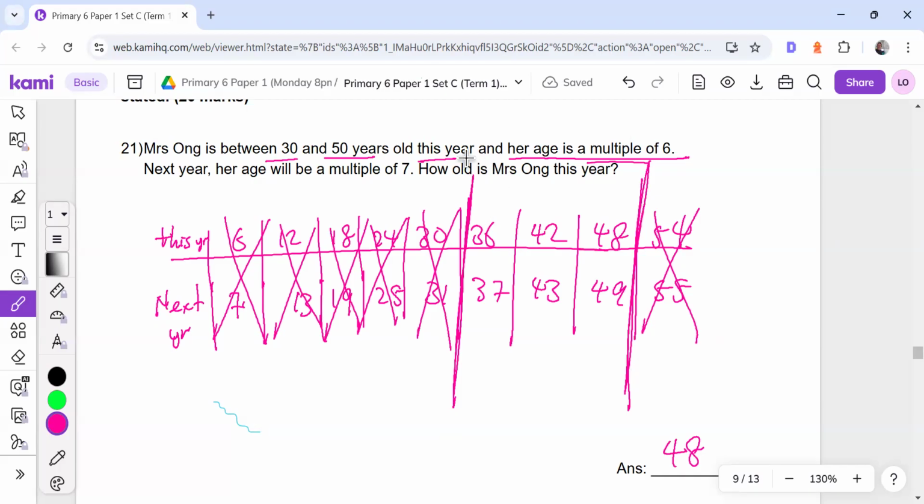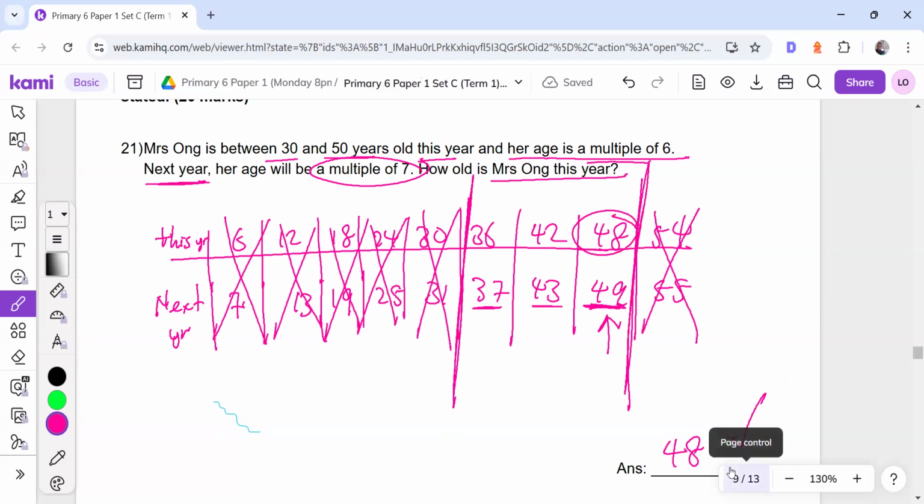So how old is Mrs. Ong this year? You have to check. Next year, her age is a multiple of 7. Can you find which one is a multiple of 7? 49 is a multiple of 7. So how old is she this year? 48. Answer. Do you understand what I'm talking about?